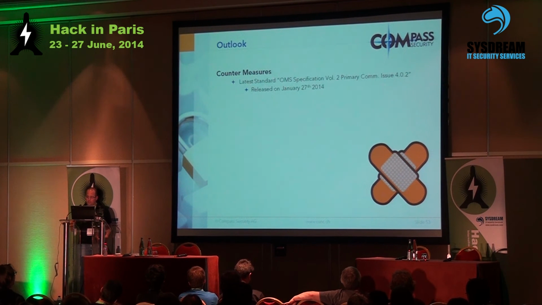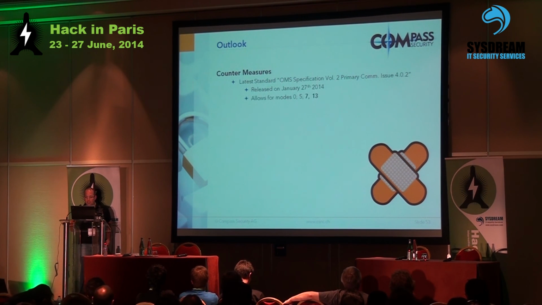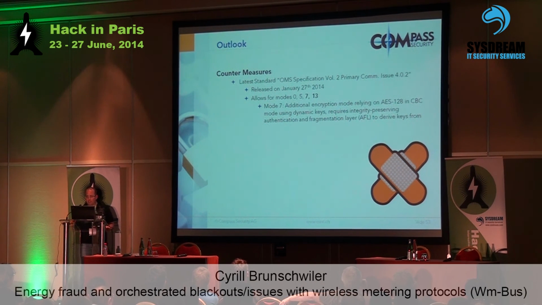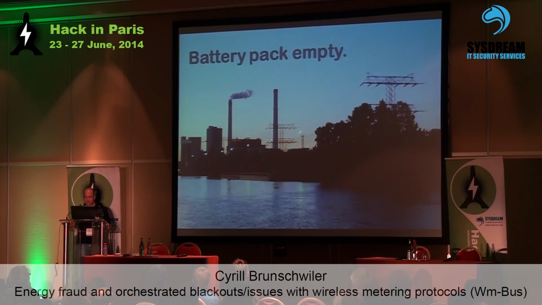But people have figured it out as well. They have published a new standard in January this year. They have 2 new modes, 7 and 13. 7 requires some integrity layer, which does some CBC-MAC, I guess, and does rotate keys. It calculates keys dynamically, so it should be pretty fine. And they also figured, hey, we could use TLS 1.2 support for wireless M-Bus. So if you buy any meter, then please go for these 2 types of protocols. That's it. My battery pack is empty.